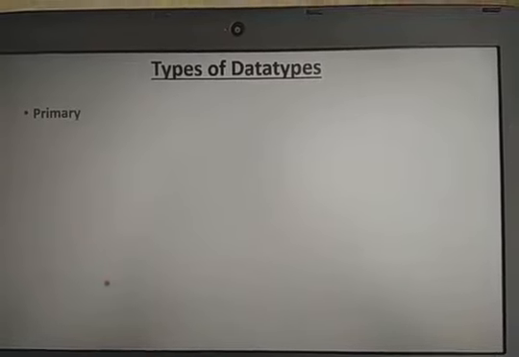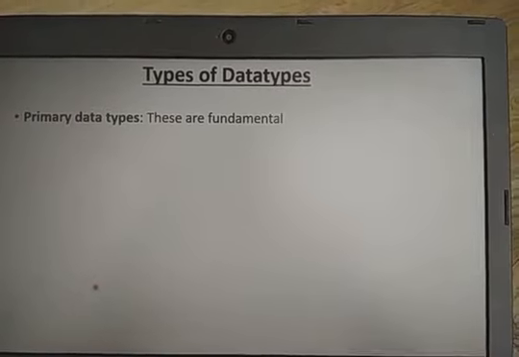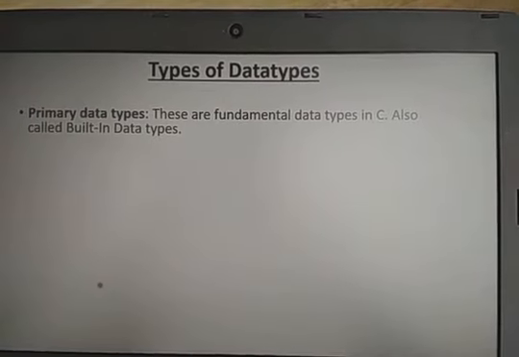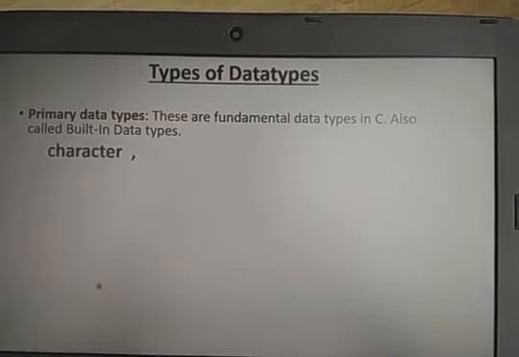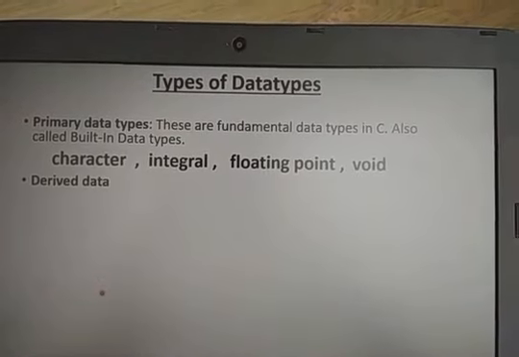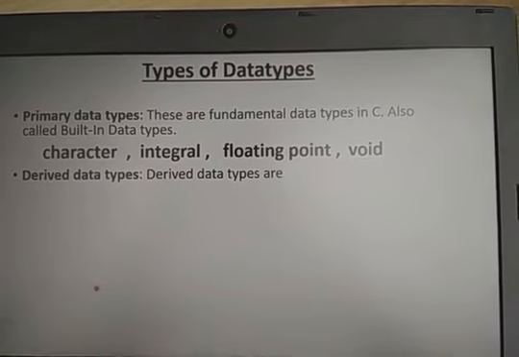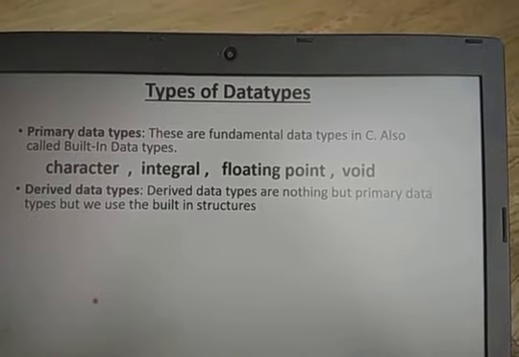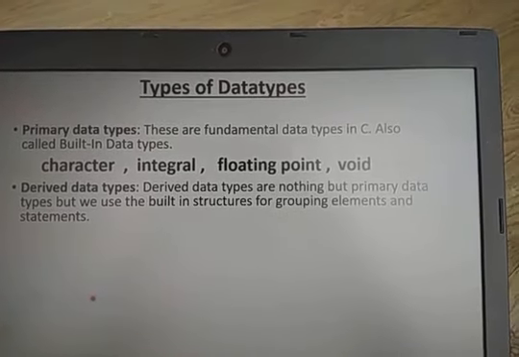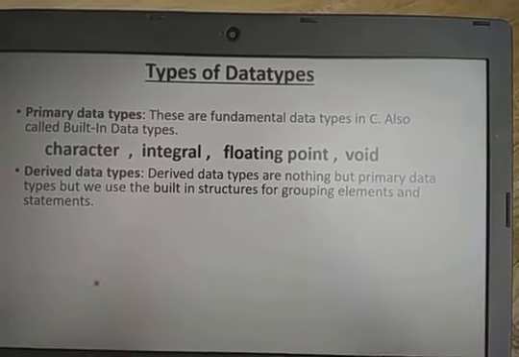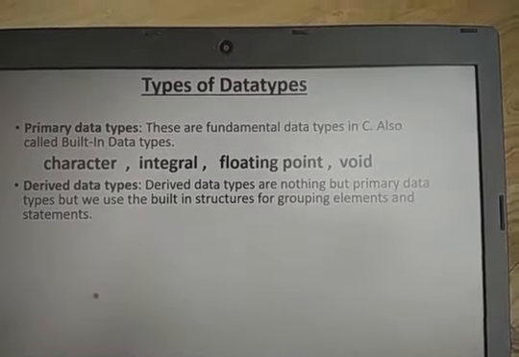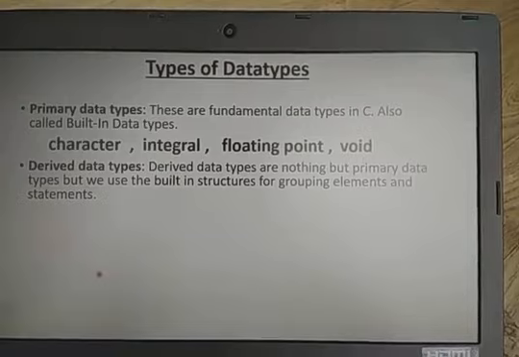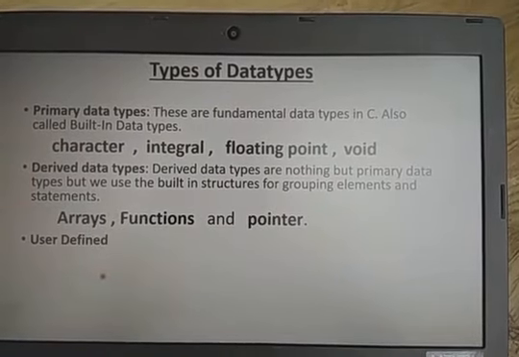Now, types of data types. There are 3 categories of data types available. One is the primary data type, which are already defined; fundamental data types in C are also called built-in data types. These are the character data type, integral data type, floating point data type, and void data type. And derived data types are those which have some structure. By using those structures, we are defining some special elements. Those elements may be arrays, pointers, or functions. That is the concept of the derived data types: arrays, functions, and pointers.